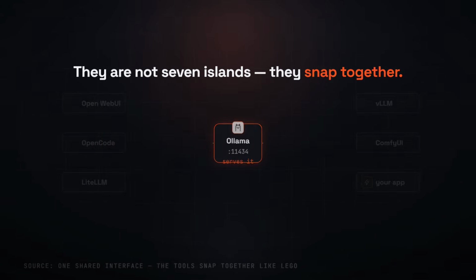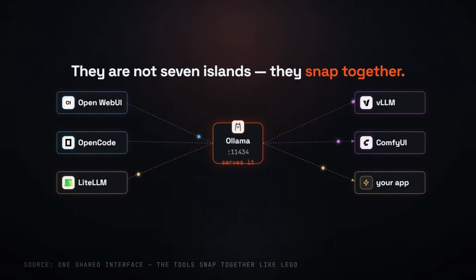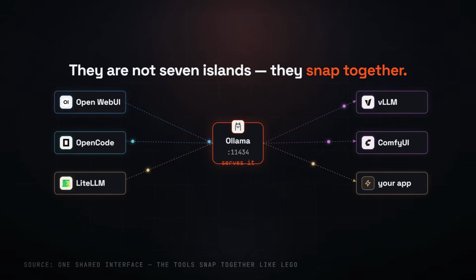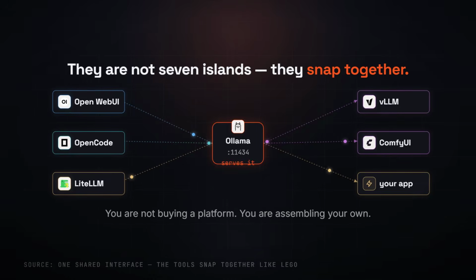And here's the part that makes it click. They are not 7 islands. Ollama serves the model. Open WebUI, OpenCode, and your own apps all point at that same local endpoint. LiteLLM routes between them. vLLM takes it to scale. They share one interface on purpose, so they snap together like Lego. You are not buying a platform, you are assembling your own.